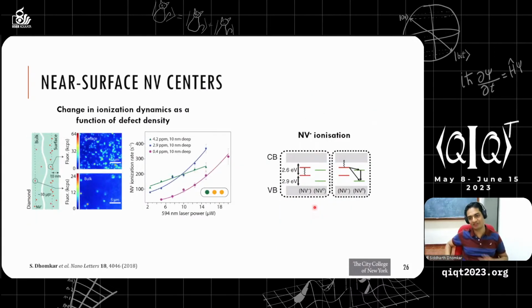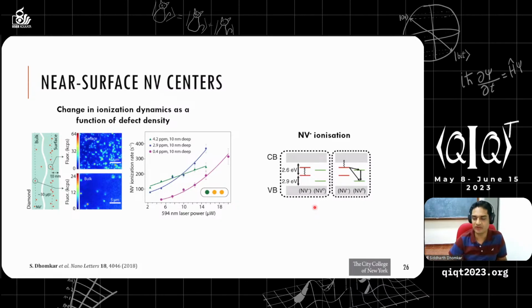Now the catch with whatever I have said until now is that it works very well with bulk defects. What do I mean by bulk defects? Defects that are inside the crystal, okay, that are very much isolated from the environment. There you can have very nice charge dynamics. You can control it very well and stuff like that.